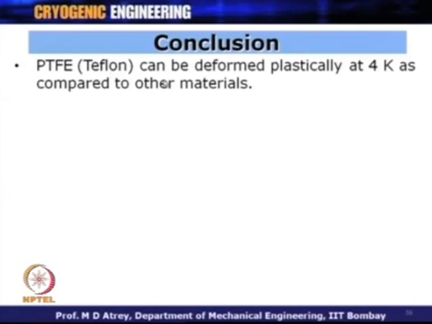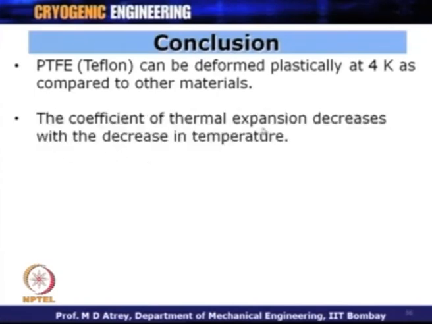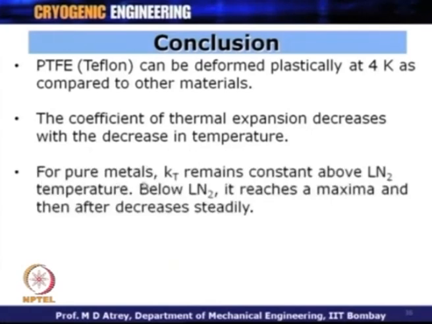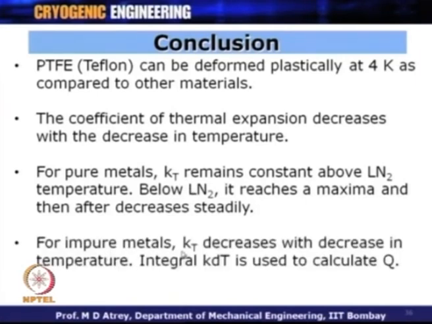PTFE or Teflon, which is a non-metal, can be deformed plastically at 4 Kelvin as compared to other materials, and therefore Teflon is preferred in cryogenics. The coefficient of thermal expansion lambda decreases with the decrease in temperature. For pure metals, thermal conductivity KT remains constant above the liquid nitrogen temperature, which is 77 Kelvin. Below this temperature, it reaches a maximum and then decreases steadily. This is what we saw in the last lecture. For impure metals, KT decreases with decrease in temperature, while, as we just saw in a problem, integral KdT is used to calculate the heat transfer at low temperature.